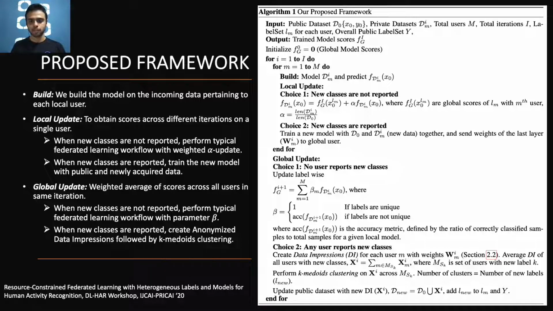Finally, the global update step is used to perform weighted average of scores across all users. When new classes are reported, we create average data impressions as discussed, followed by k-medoids clustering, and the corresponding data impressions and labels are then updated back to the public data.